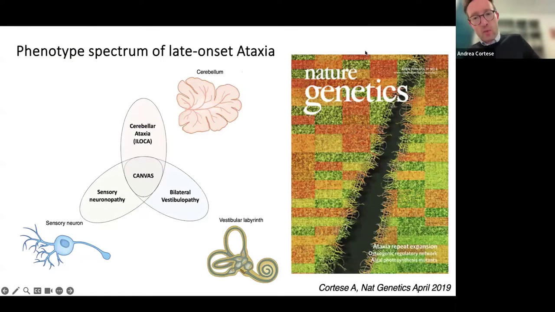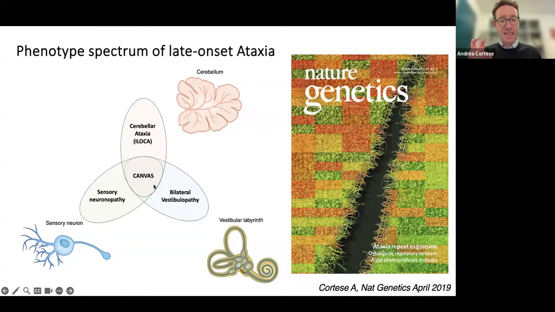So first of all, when it comes to ataxia, which is what the National Ataxia Foundation deals with, many forms of ataxia are caused by disorders affecting the cerebellum. But it's true that the control of balance is more complex, and the cerebellum integrates messages coming from the periphery, and particularly from the sensory neurons. So sensation is key to keep your balance, as well as the vestibular system. And when the three, cerebellum, sensory neuron, and vestibular labyrinth system, are affected, we have this particular syndrome.